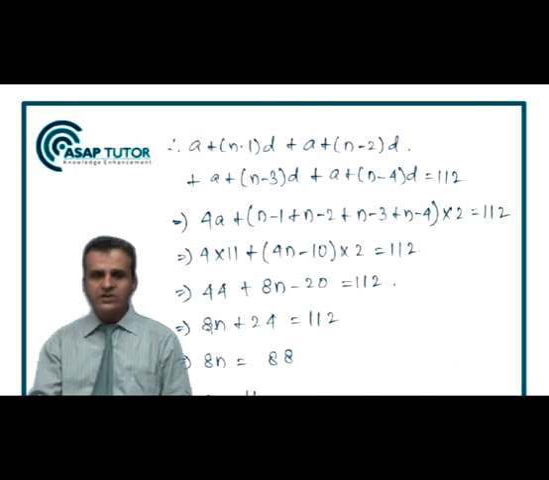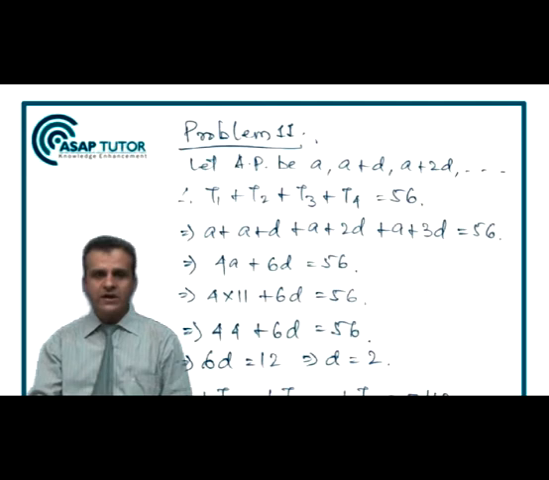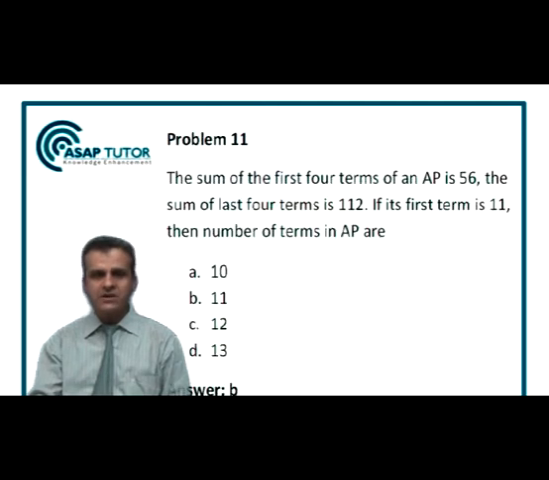So we got this equation 8n plus 24 is equal to 112, and solving it we get 8n is equal to 88 or n is equal to 11. So therefore the number of terms in the AP is equal to 11. So the correct answer is B.